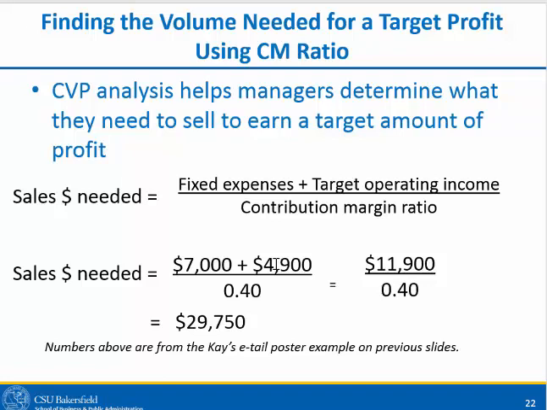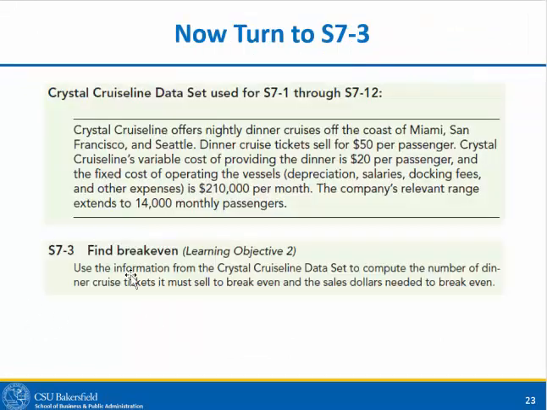The question asks, in order to earn 4,900, how much revenue do you need to sell, and how much is the total revenue you need to bring to the business. So you add 4,900 to 7,000, and this time we're looking for sales dollars or revenues needed. So we divide the numerator by 40% to arrive at 29,750. So that's how you get the sales dollars needed. I think this question is quite nice. Now let's take a look at a particular example here.